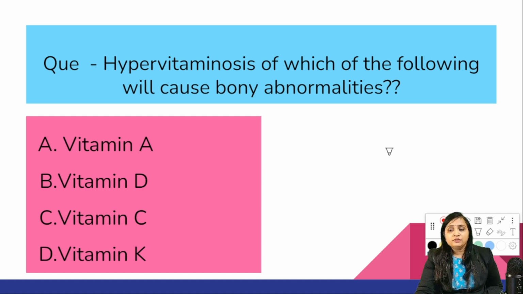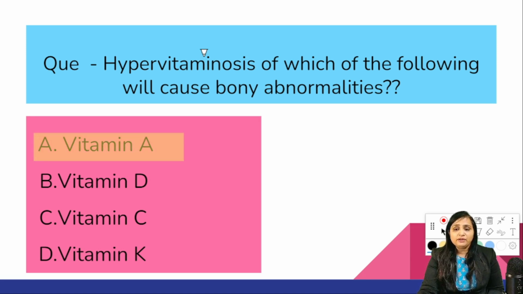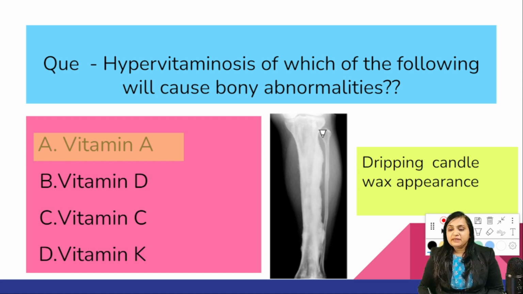Hypervitaminosis of which of the following will cause bony abnormality? Options are vitamin A, D, C or K. The correct answer is vitamin A. So what is hyperostosis? The other name for this bony abnormality is dripping candle wax appearance. Like if the candle is burning, there is a dripping of the wax. Similar appearance will be there in hyperostosis of tibia.